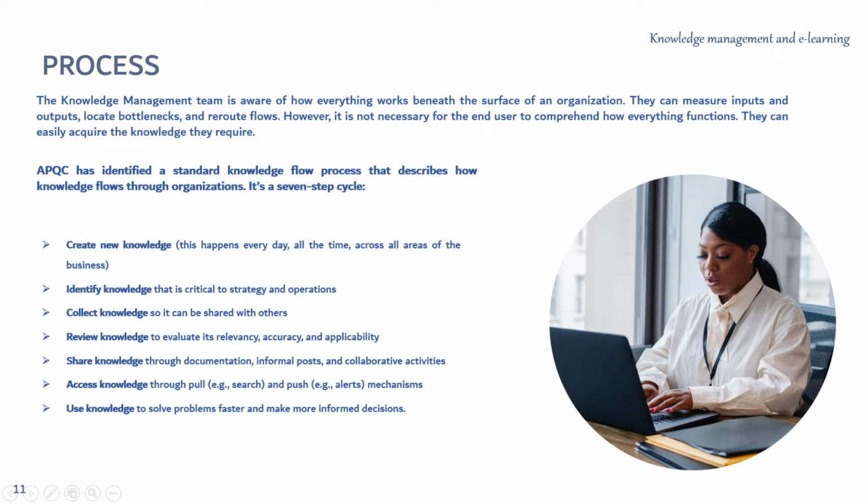Process. In organizations with strong knowledge management processes, knowledge flows like a city water supply. When someone needs it, they just turn it on. The knowledge management team can measure inputs and outputs, locate bottlenecks, and reroute flows. The American Productivity and Quality Center has identified a standard knowledge flow process which describes how knowledge flows through organizations, and they include create new knowledge, identify knowledge, review knowledge, share knowledge, access knowledge, and finally use the knowledge to solve problems faster and make more informed decisions.